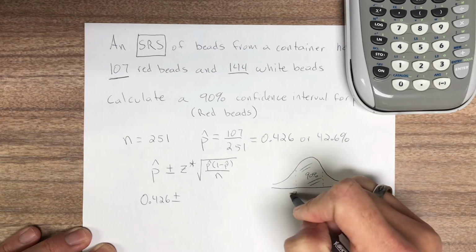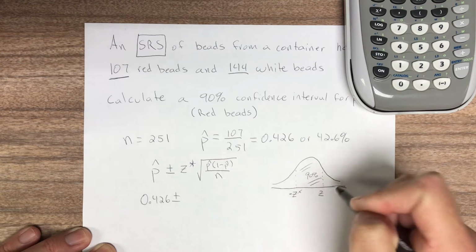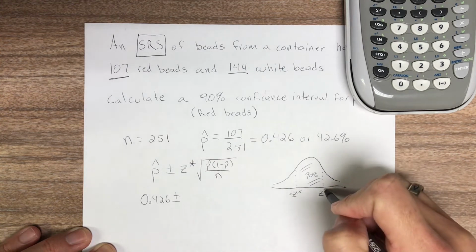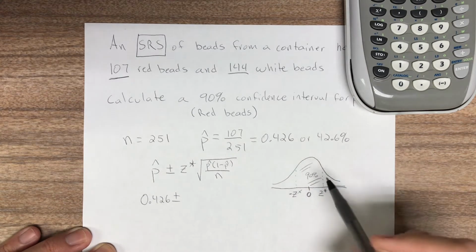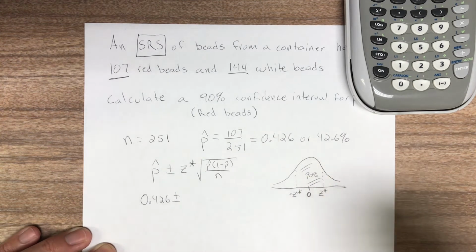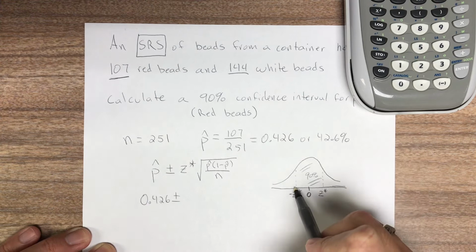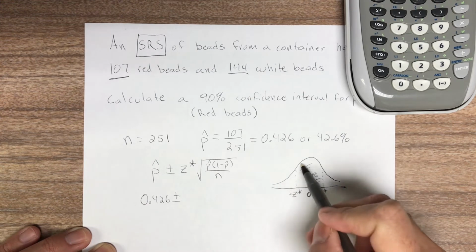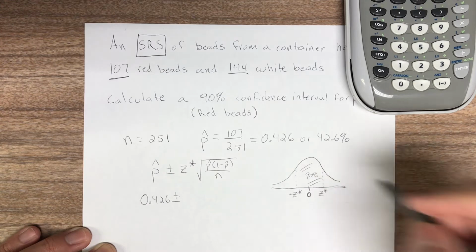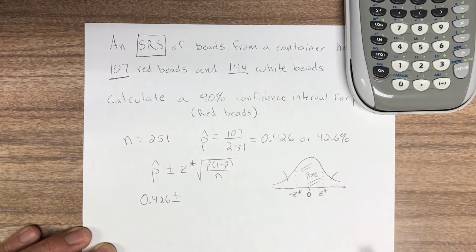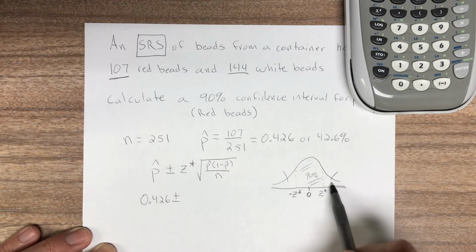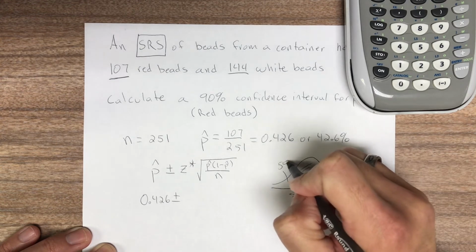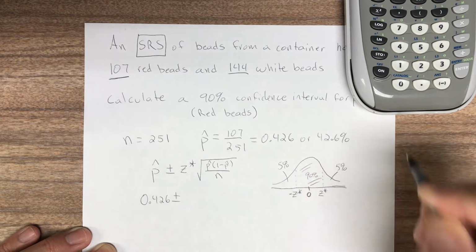We are looking for this C star, and remember that the density curve is symmetrical. So we do have a negative C star, a positive C star, and right in the middle we have the mean, which is 0. So we need to find one of those C stars. It's a lot easier if you think about the area on the left side of the negative C star. If we have 90% in the middle, that means the two tails have to add up to 10%, because everything under the curve is 100%. So we need 5% on this side and 5% on that side, which is symmetrical.